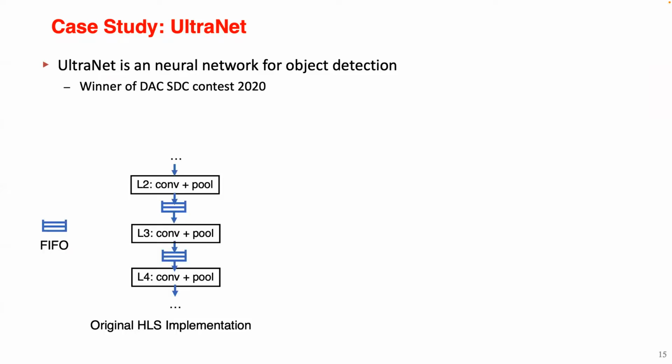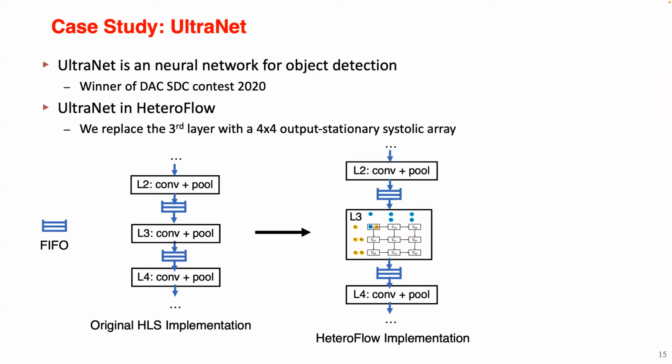In the original HLS implementation, there are 9 layers, and they're connected with FIFO channels. We use HeteroFlow to re-implement Ultranet. To further improve the performance, we replace the 3rd layer in Ultranet with a 4x4 output stationary systolic array.